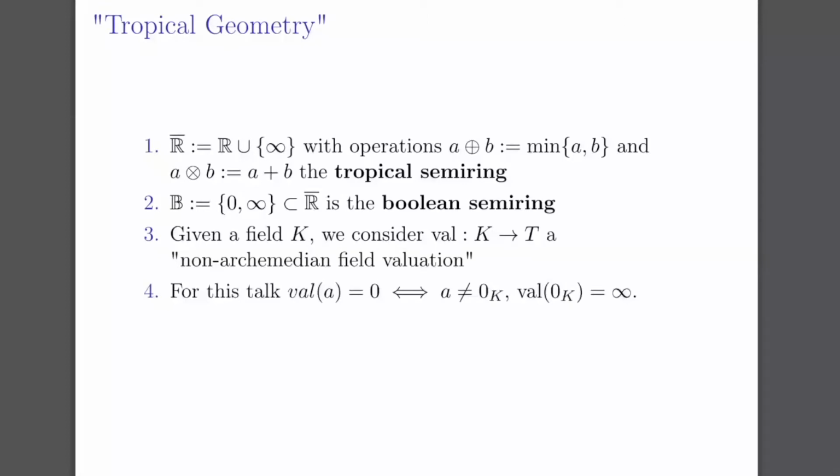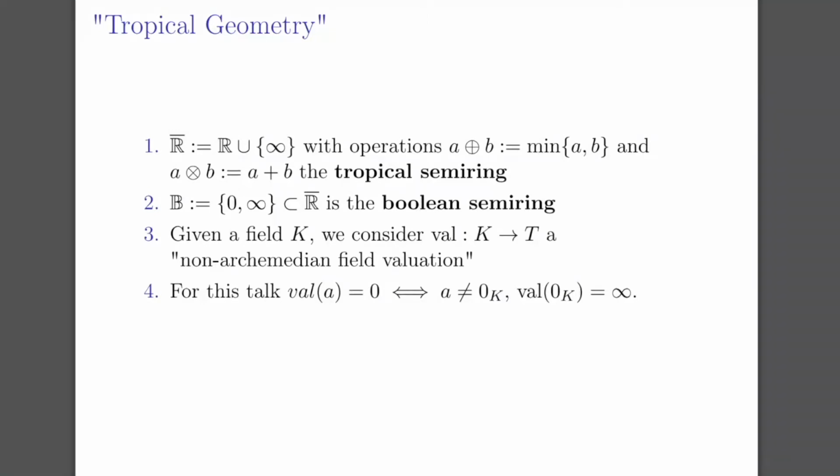The valuation we're concerned with in this talk is called the trivial valuation, and it says that if you give me an element A of K, then I'm going to send it to 0 if A is not the 0 element of K. And if you give me the 0 element of K, then its valuation is going to be infinity, which is the 0 element of the tropical semiring. It's a really simple valuation, and this is the only thing we're going to be concerned with, which is why I'm not defining valuations in general.